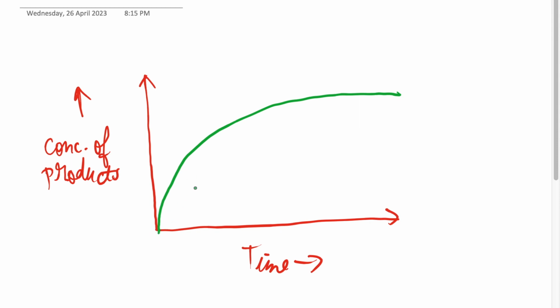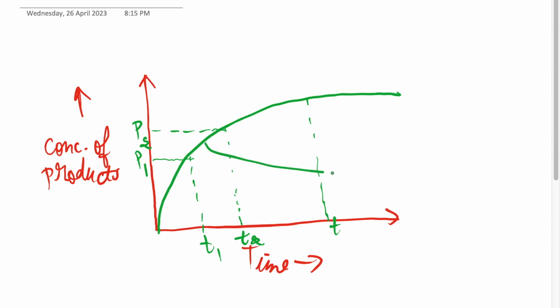This will be T1. Here the concentration of products will be P1, and at time T2 the concentration of products will be P2. At time T, we'll consider the small time interval later. First let's consider this. So our average rate of reaction is given by this secant.